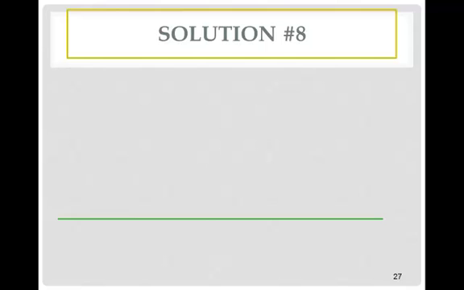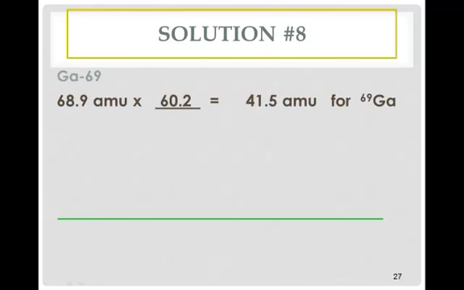All right, so what you're going to do here is set it up so that you have your gallium. I have my gallium here, I have my percentage here, and I'm going to divide it by 100. We want to get rid of the percentage. If I do that, that's going to equal 41.5.